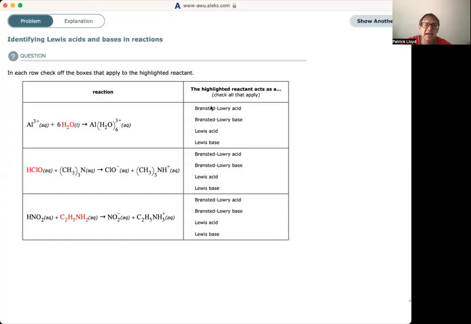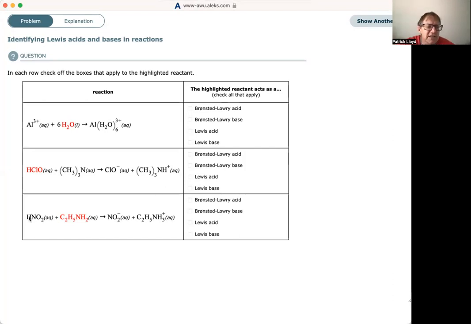Let's take a look at the third one. So notice with that one, it's 2, right? Both are correct. Not only is it a Bronsted-Lowry acid, it's also a Lewis acid. By the way, you can't have a Bronsted-Lowry acid and not also be a Lewis acid, because anytime that you donate an H+, you're going to form a new bond. And so that means you'll also have a Lewis acid.